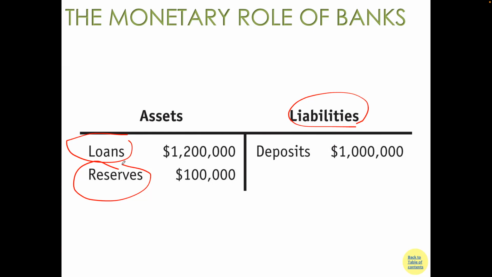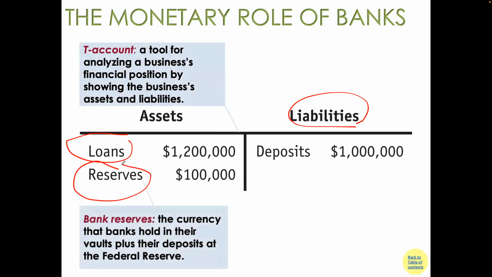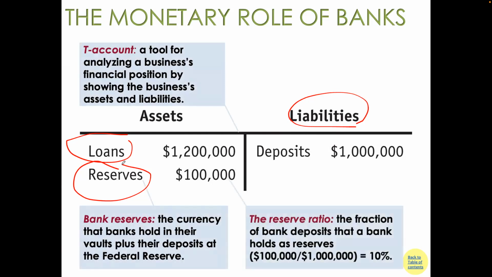Understand the liability is a deposit, and the asset is a loan. So essentially, they just lend out like a mortgage or a small business loan. This is called a T account. And here we also have the reserve ratio. That's a fraction of the bank deposit the bank must hold as a reserve.